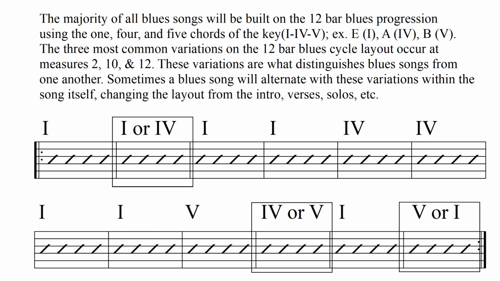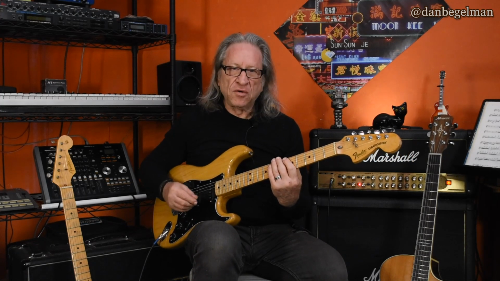Now I have to go to the 1 chord. If I went to the 4 chord, it would not work. It would extend, turning it into a different type of cycle, and probably wouldn't sound very good either. So those 3 measures are the primary, the most important variations available. Bar 2, bar 10, and bar 12.